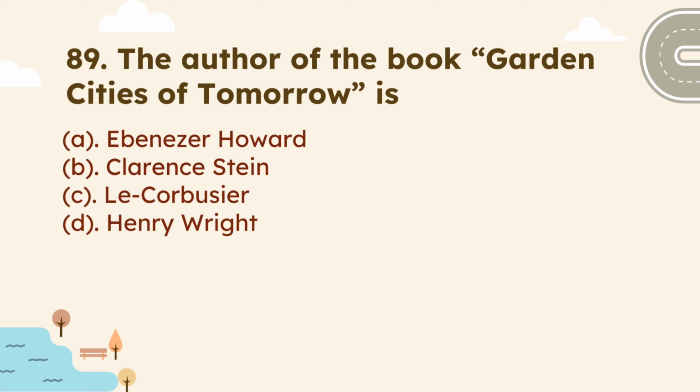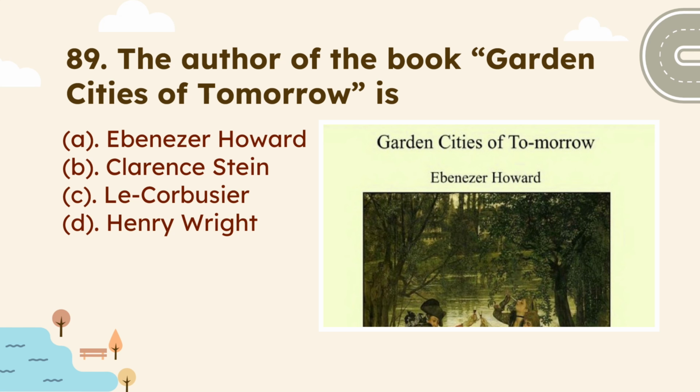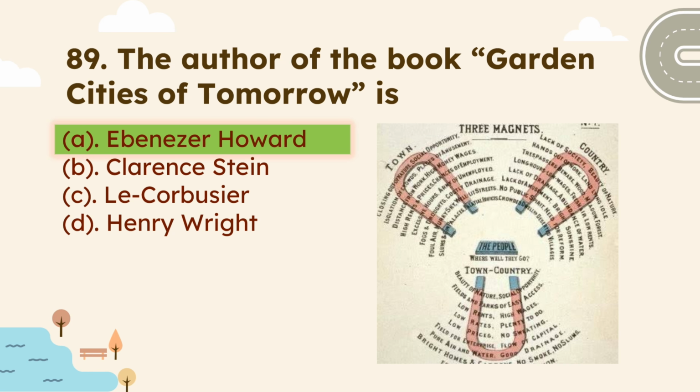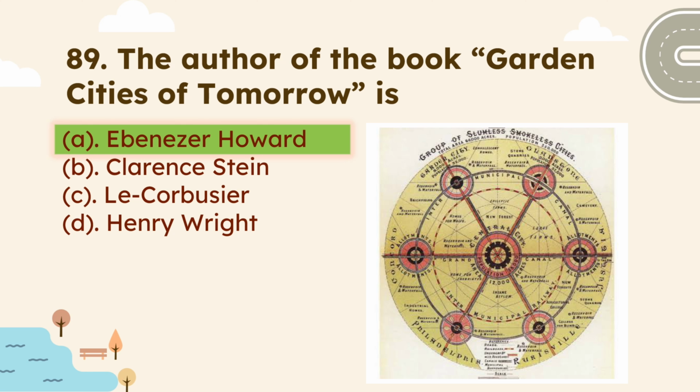Next question is, the author of the book Garden City of Tomorrow is. So this book was written by British urban planner Ebenezer in 1898. Therefore the correct answer of this question is option A, in which he discussed about 3 magnets: town, country and town country. And in this book he gave the famous town planning concept of garden city.